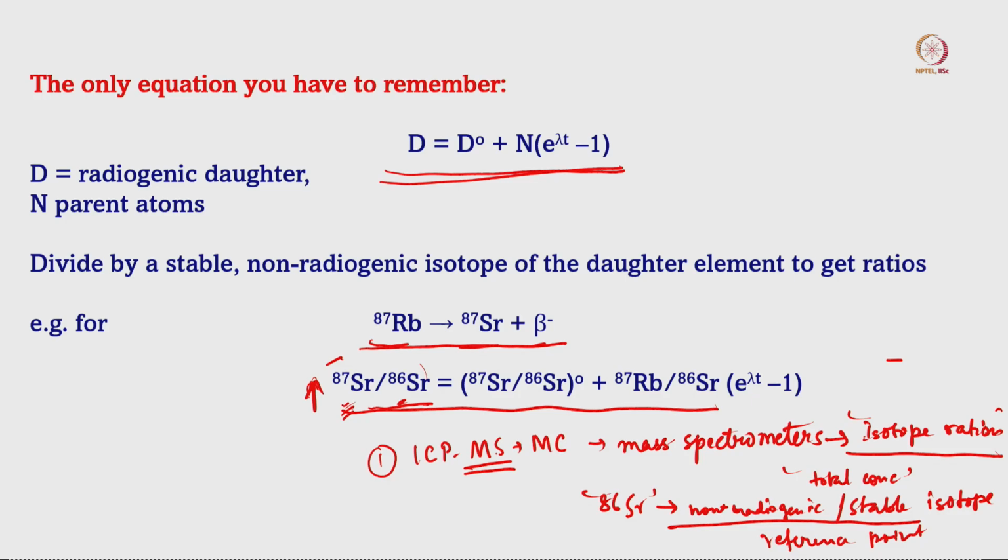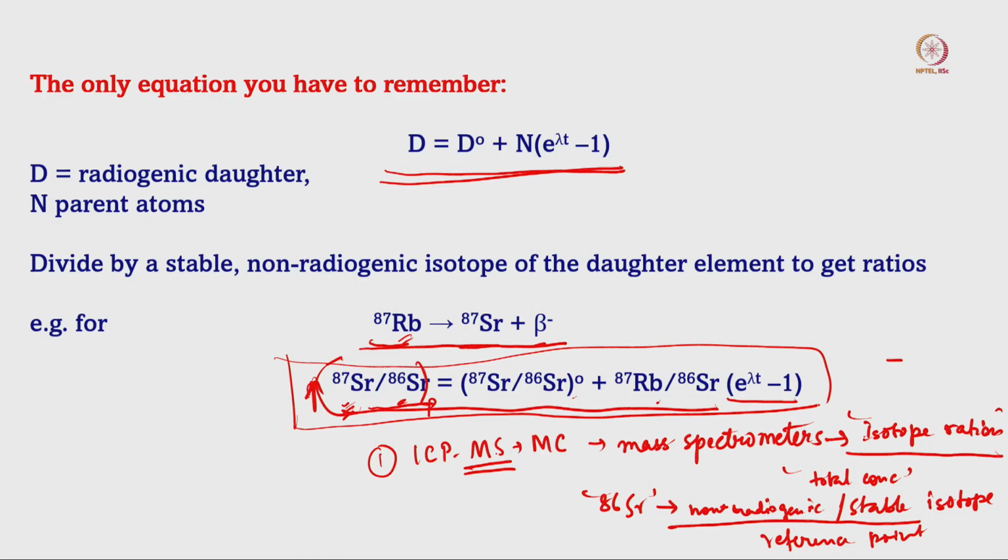So, when we write 87 strontium by 86 strontium in present day, plus its initial ratio, 87 strontium by 86 strontium initial, plus this parent atom 87 rubidium divided by 86 strontium into e to the power lambda t minus 1. So, this is how we are going to write our equations when we have a parent and a daughter isotope ratio.